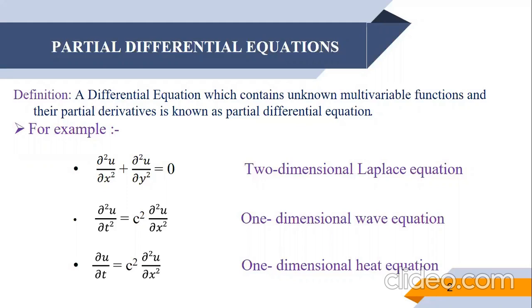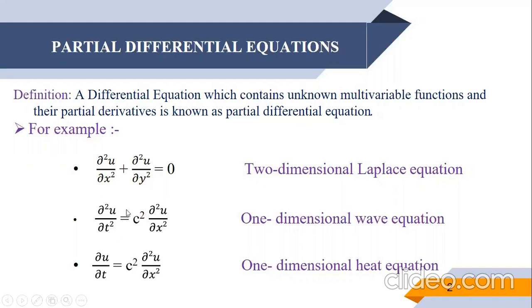As for example, first example, del square u by del x square plus del square u by del y square is equal to 0. This is the standard example which is called a two-dimensional Laplace equation where x and y are independent variables and u is a dependent variable.